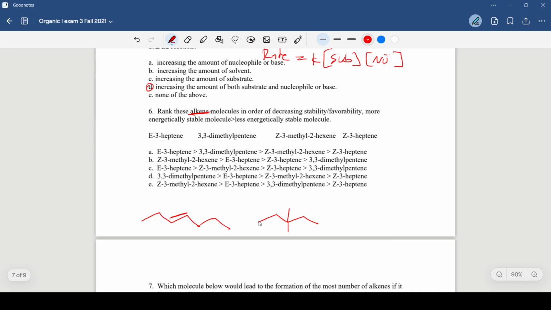The pentene is going to be on 1 because you have to put the double bond on 1. That's the only way. Yeah.